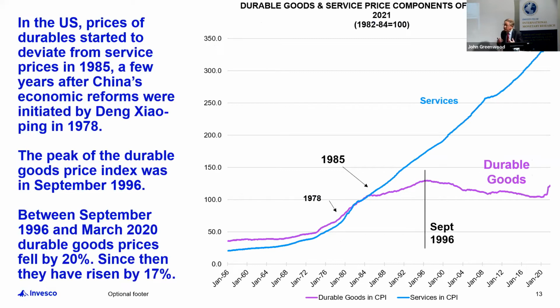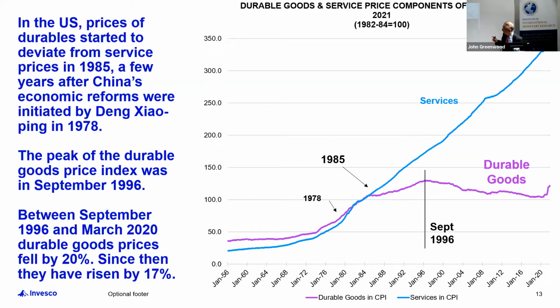Let me step back a moment and give you a longer perspective on this. Here I'm showing you not the year-on-year rate of change, but the level of the Consumer Price Index and its two components that we've just been looking at. So the durable goods, which with non-durable goods, things like food, constitutes total goods. And then services. So services plus durable goods plus non-durable goods make up the full Consumer Price Index.